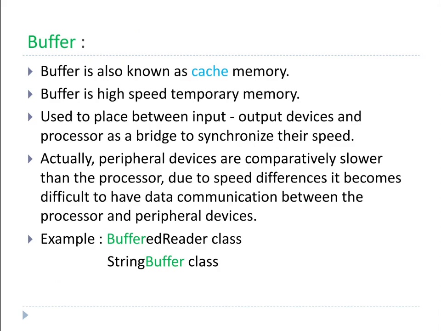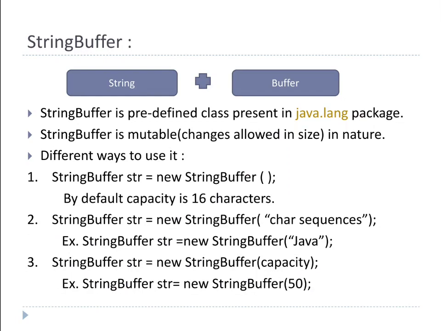See, we had already used that cache memory in buffered reader to speed up. And now we are going to use it with the string buffer class. Both are classes. And see, I had already written string plus buffer. Means we are dealing with a set of characters with a temporary memory. The first point indicates it is a class which is present in the java.lang package. I told you earlier it is mutable in nature.